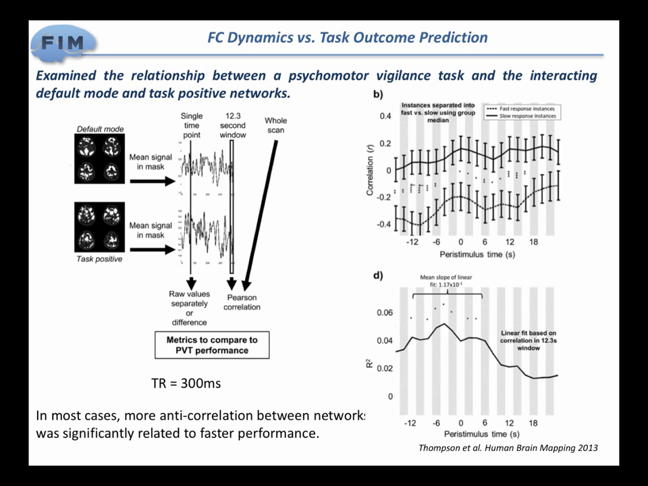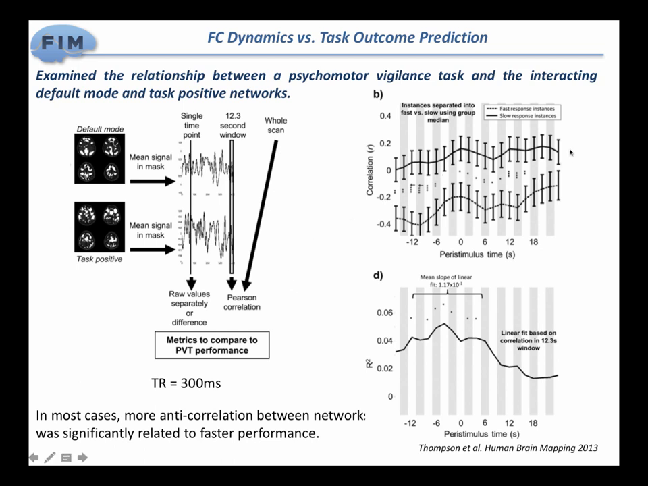So this is a work by Thompson and colleagues back in 2013. And here what they decided was to go with a very, very fine TR, basically acquiring just one or two slices. I don't remember. And they look at whether the amount of anti-correlation between the default mode network and the task-positive network would allow you to predict how well subjects were going to perform in an upcoming trial. I don't remember, it's a psychomotor vigilance test. But there is a big range of studies that have looked at this. And the answer is yes. What they did is they divided their subjects in two groups.